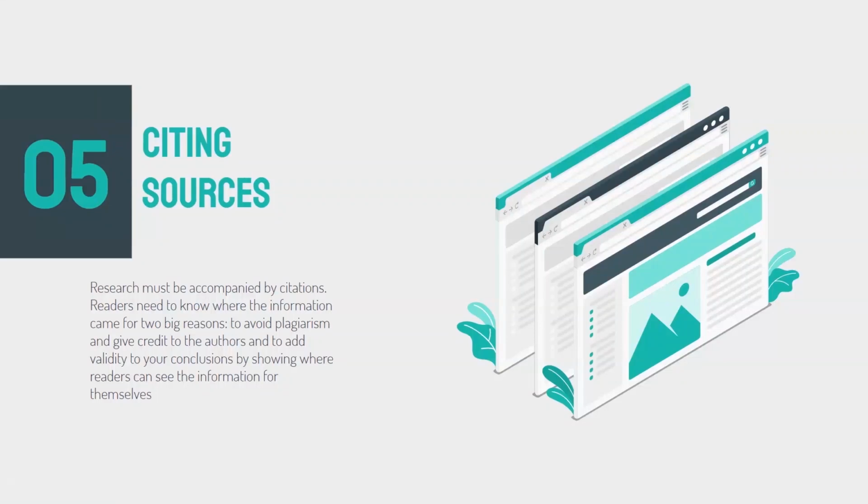So research must be accompanied by citations. There are two huge reasons for this. One is to avoid plagiarism. You don't want to take someone else's work and claim it as your own. Not only is that unethical, but it's illegal. It's very critical that you don't write other people's words and say that they are your own.